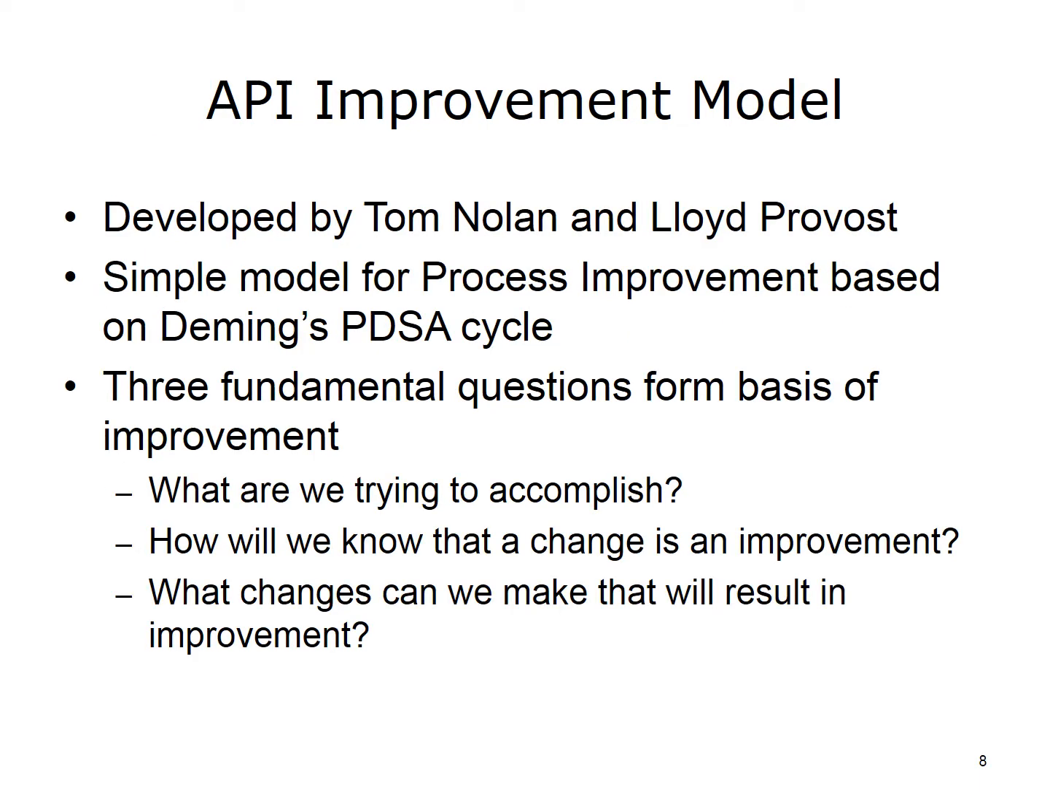The API, Associates for Process Improvement Model, was developed by Tom Nolan and Lloyd Provost. The API model is a simple model, and like so many models for process improvement, it is based on Deming's PDSA, also called PDCA cycle. The API model uses three fundamental questions that form the basis of improvement. They are, what are we trying to accomplish? How will we know that a change is an improvement? And what changes can we make that will result in improvement?